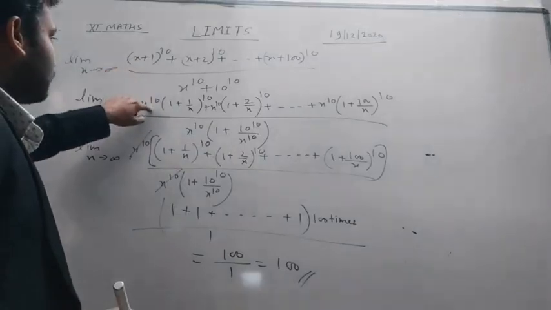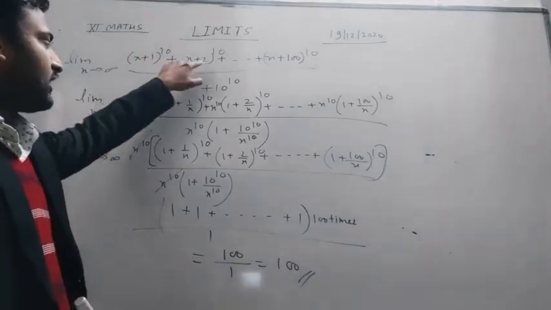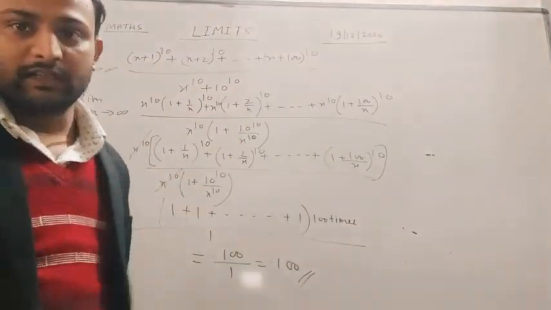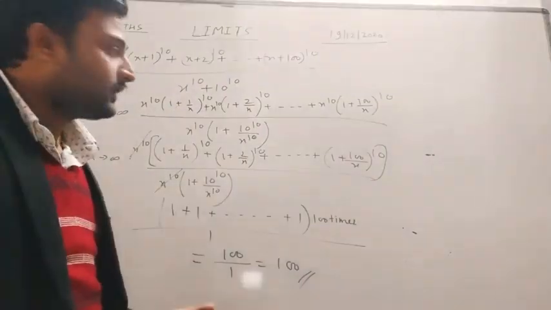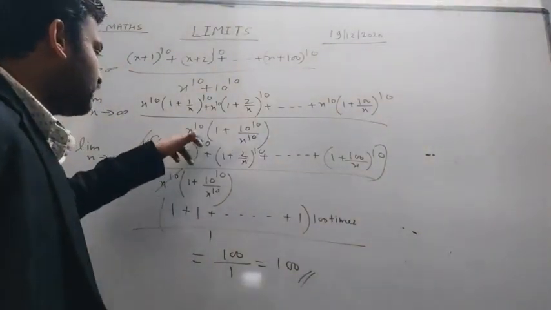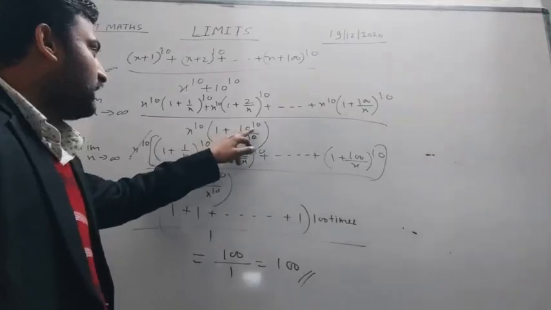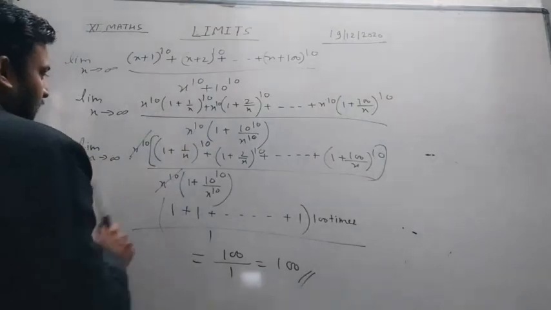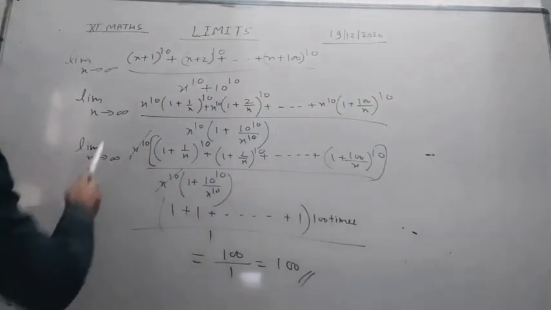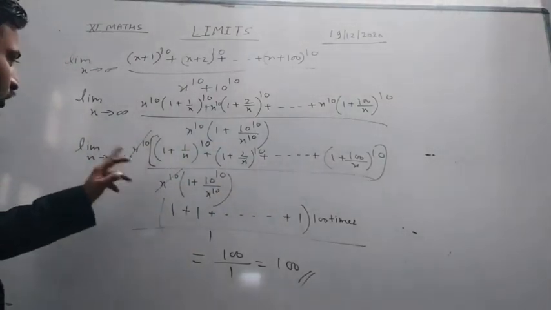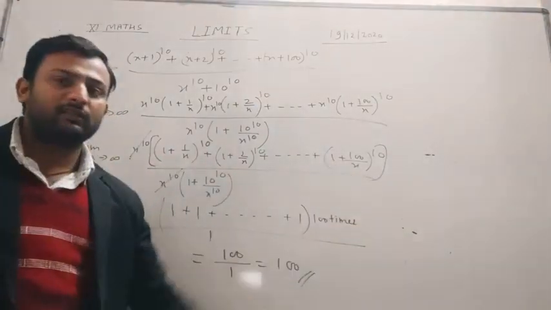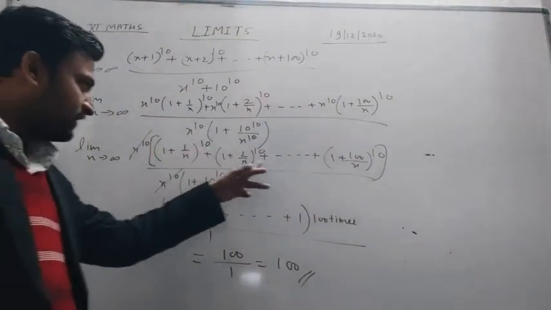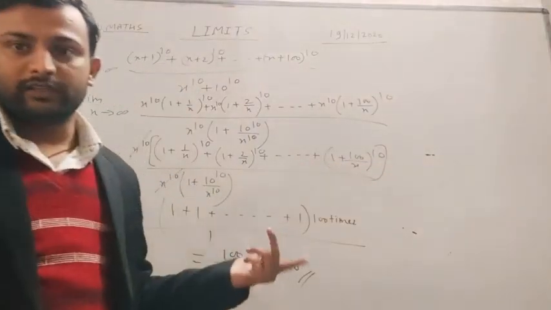Okay, what we said once again, let's see. We are taking x to the power 10 outside from the first term, second term, dot dot dot, similarly from the 100th term. From the 100 terms we are taking x to the power 10 outside, and in the denominator also we are taking x to the power 10 outside. We are getting 1 plus 10 to the power 10 by x to the power 10. Now x to the power 10 and x to the power 10 from the numerator and denominator are going to be cancelled. The remaining term is this, 1 plus 1 by x, 2 by x, dot dot dot, 100 by x, which means 100 terms are there.